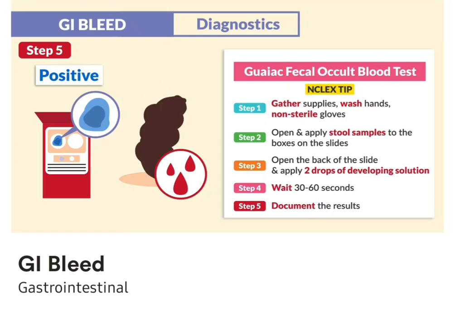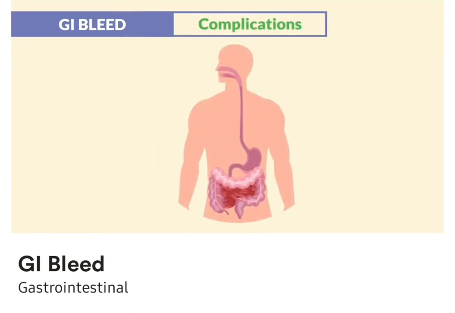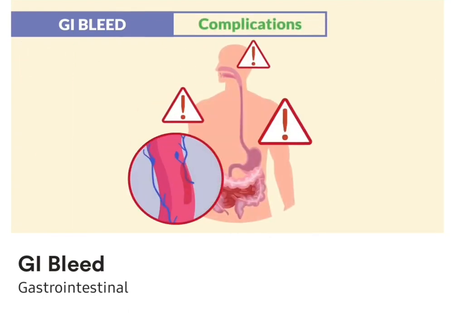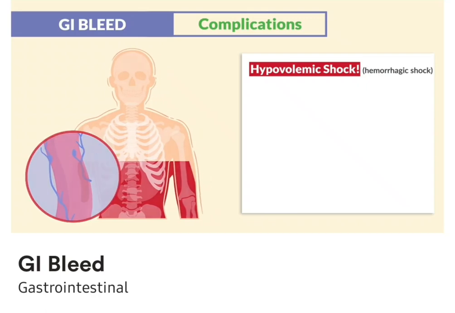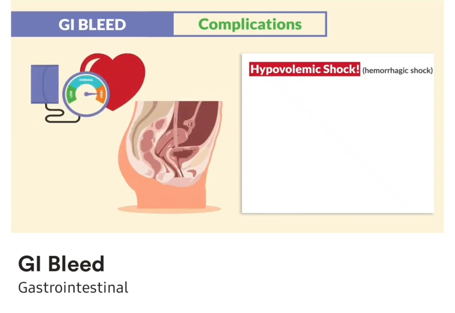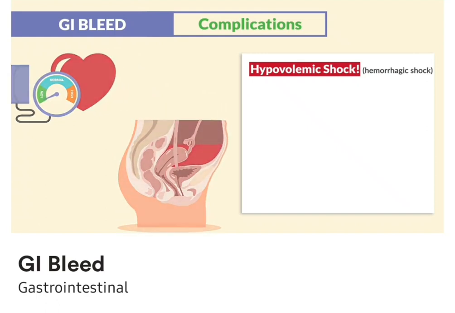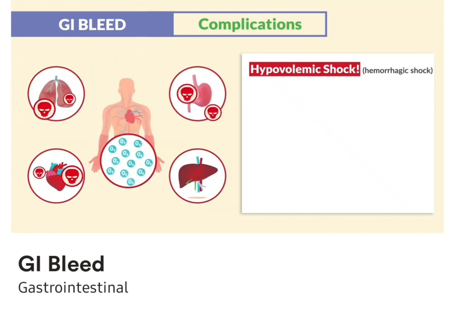Now for complications, in severe cases with massive bleeding, clients can lose too much blood and go into hypovolemic shock from too much bleeding, called hemorrhagic shock. So shock, just think severely low blood pressure as the blood fills up the bowels, and the body will begin to shut down due to the lack of oxygen to the organs, that lack of organ perfusion.